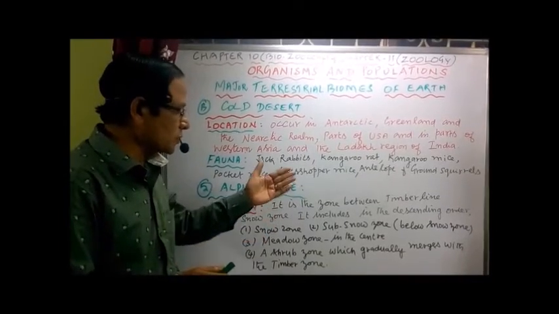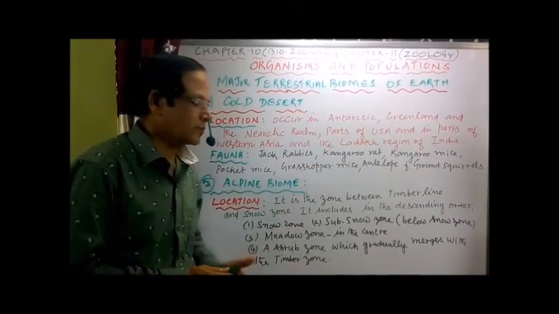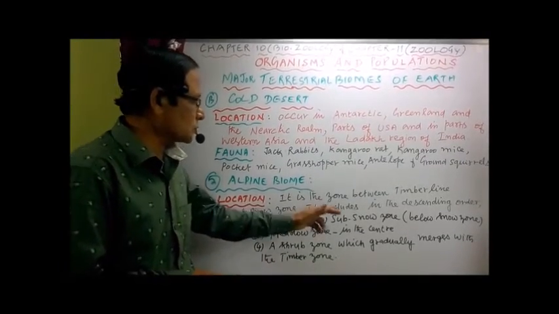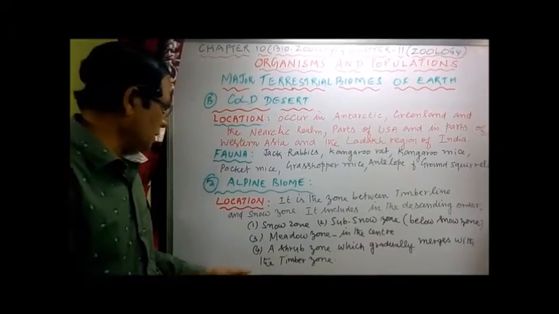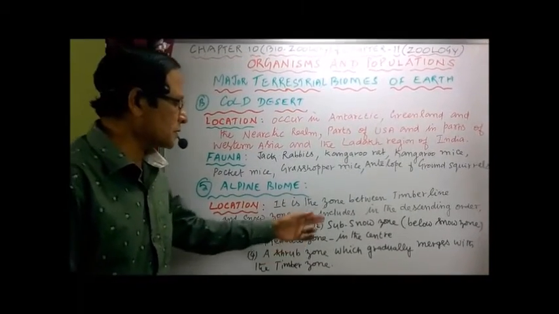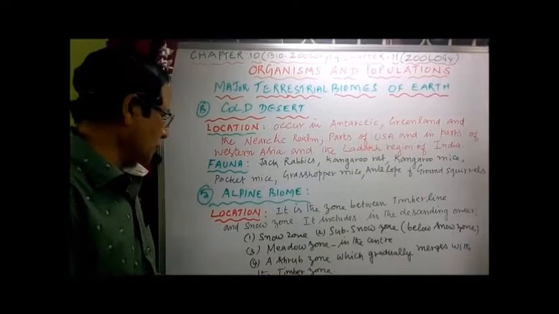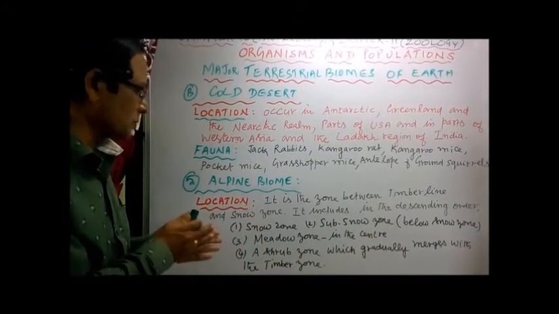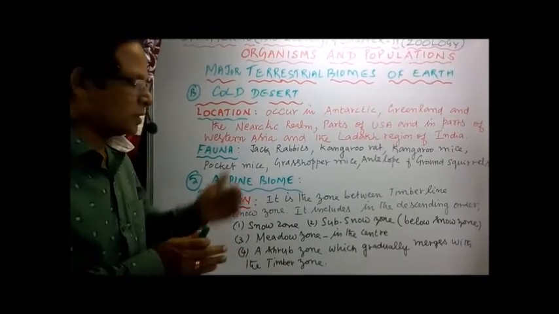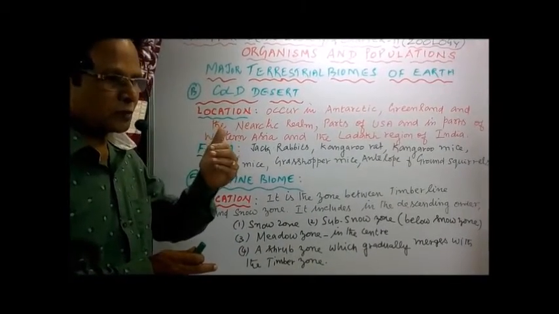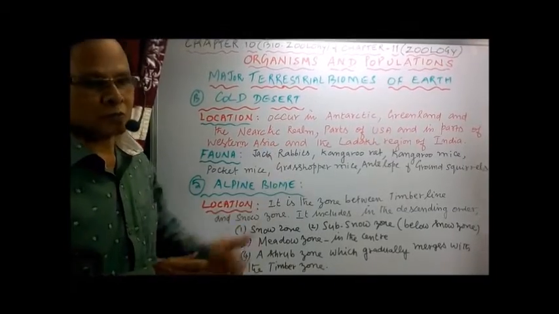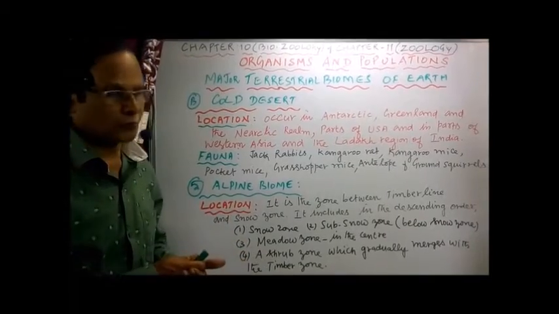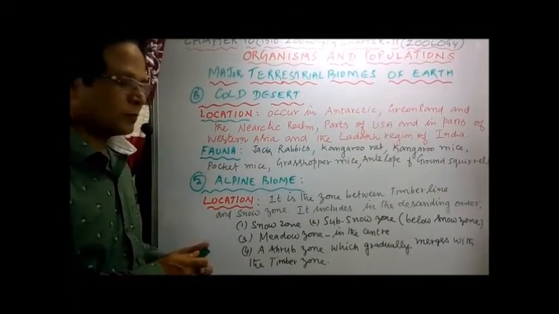It includes the following zones in descending order, starting from the top: the snow zone, the upper zone; then the sub-snow zone immediately below it; then the meadow zone in the central part; and also the shrub zone, the last one, which gradually merges with the timber zone, the zone where tree growth begins. That's a few words about the Alpine biome.